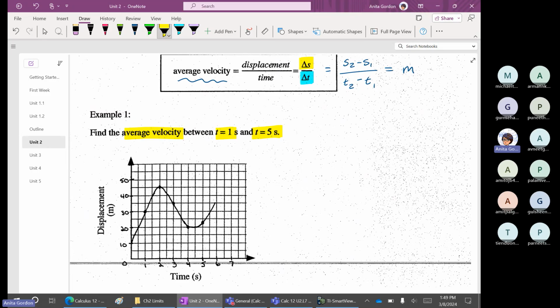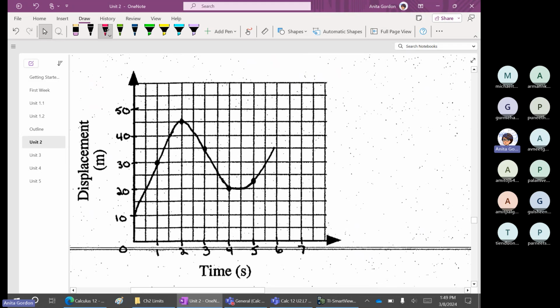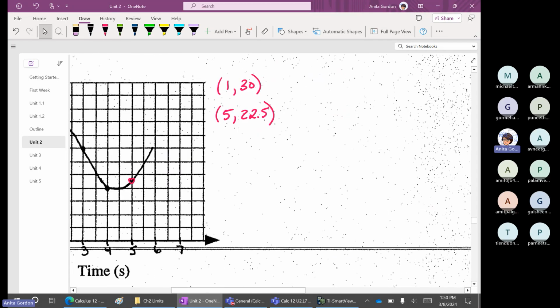Now the gap here is quite large, so we're just going to go ahead and zoom in. Where is T1? Right here. So at 1, our displacement is 30, and at 5, our displacement is 25. 20? Let's be more specific. That looked, yeah, 22.5. Just under 25.